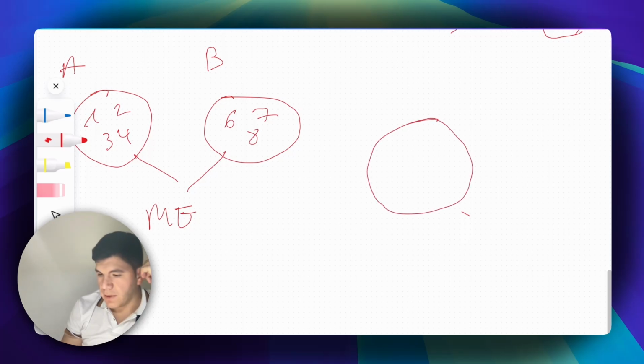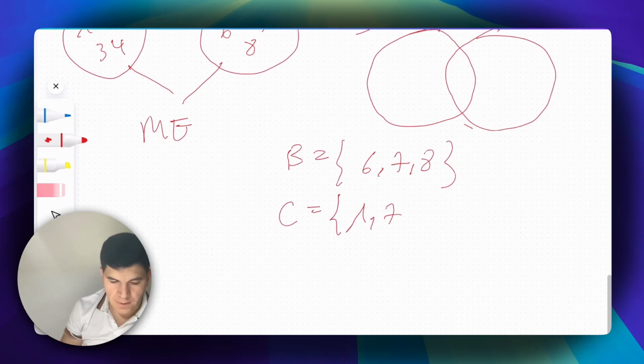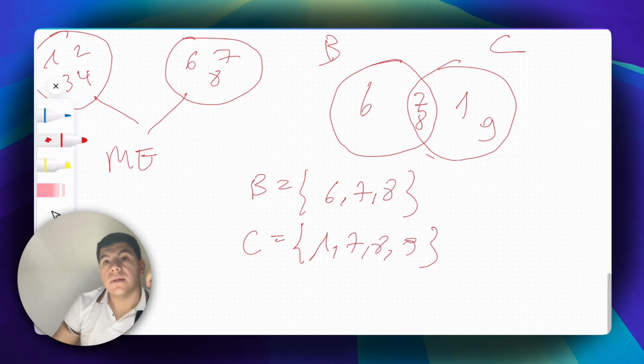So for B and C, let's say this one is our B and this one our C. The B contains the elements 6, 7, and 8. C is 1, 7, 8, and 9. So when we draw it up, we will have a 6 here, 7 and 8 in the middle where they overlap, and here we will have the 1 and the 9. Okay, it's as simple as that.